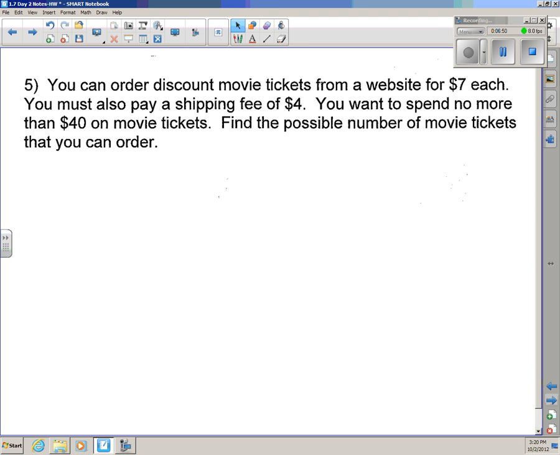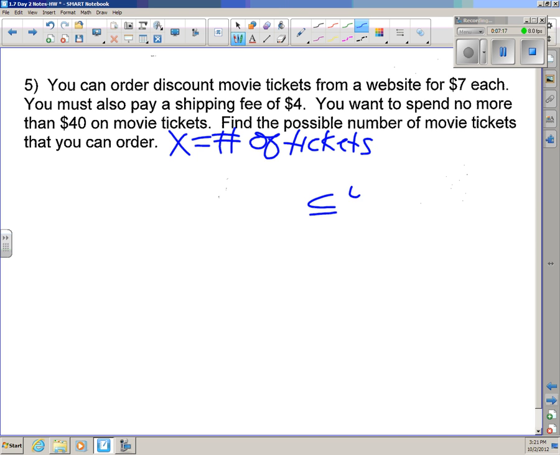You can order discount movie tickets from our website for $7 each. You must also pay a shipping fee of $4. You want to spend no more than $40 on movie tickets. So find the possible number of movie tickets that you can order. Okay, so again, x is going to be the number of tickets that you can order. We can't spend any more than $40, so it's going to be less than or equal to 40. The tickets cost $7 each, which is 7x. And then the shipping fee is something you have to pay, so it's plus that $4.